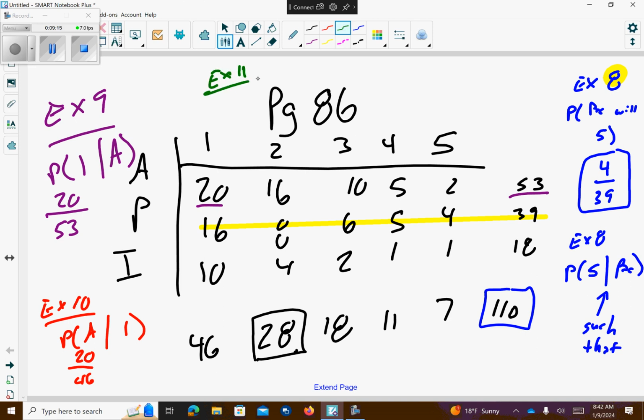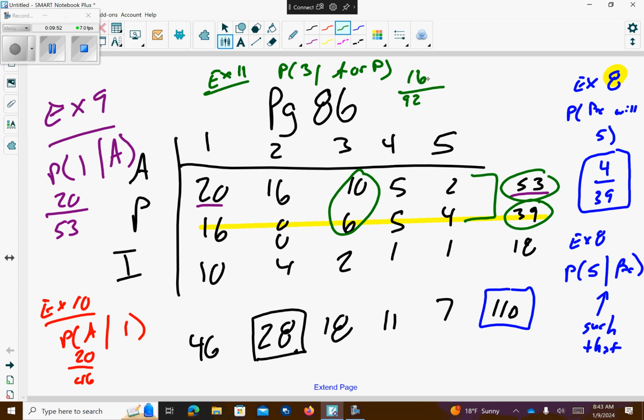Example 11 says Category 3 such that Atlantic or Pacific. Okay. How many happened in the Atlantic? 53. How many were in the Pacific? 39. So you had 53 and 39 together, and you wind up with 92 as your denominator. What's the probability that if we look at just these two groups that happen to be a Category 3? And there would be 16 out of 92.